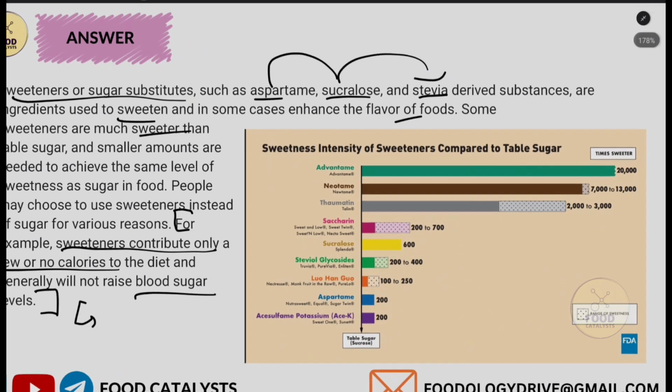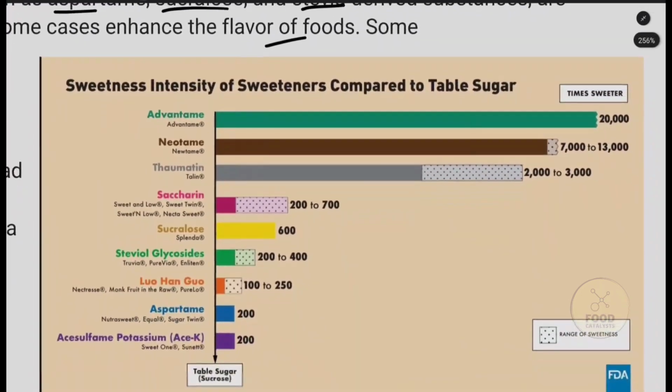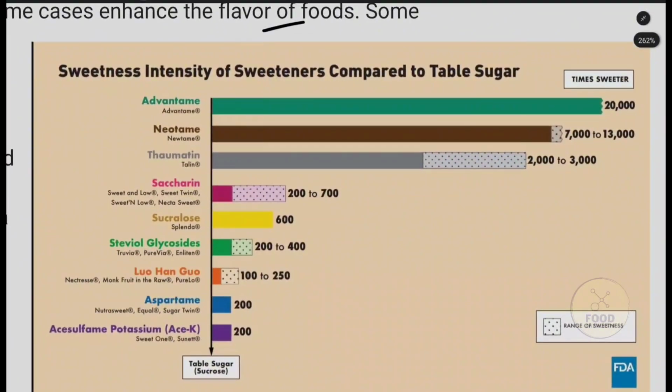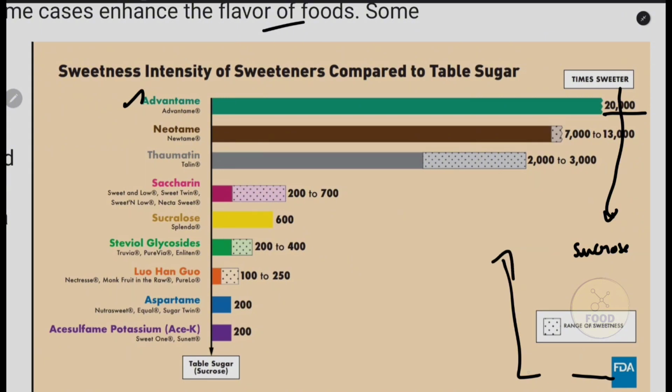Now let's first of all see the sweetness intensity compared to table sugar. We can say advantame is the highest one, which is 20,000 times sweeter than the normal sugar, table sugar, which means sucrose. Okay, so this is compared to sucrose. As you can see, this table itself I have taken from the FDA website. So they have asked the question from this table only.